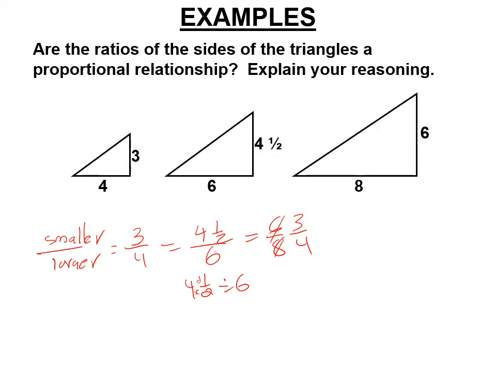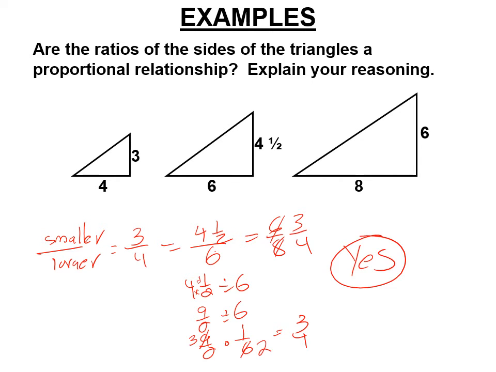Well, 4 times 2 is 8 plus 1 is 9/2, divided by 6, is 9/2 times 1/6. 6 divided by 3 is 2. 9 divided by 3 is 3. And so we get 3/4. They all equal 3/4, yes.